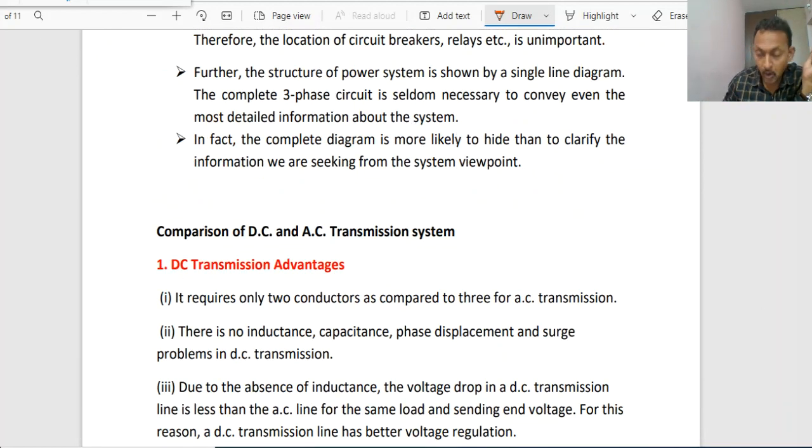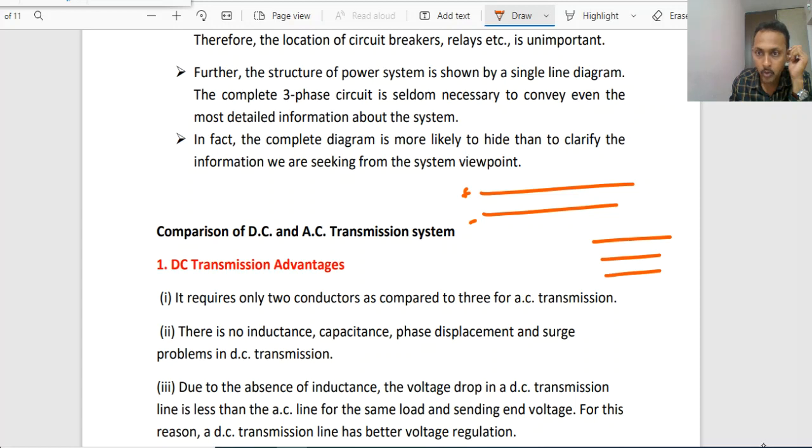Dear students, in order to transmit the same amount of power using DC transmission, we are going to discuss the advantages. If the power is to be transmitted using DC, we are going to have only two conductors, one positive and one negative. Whereas for an AC system, we are going to have three lines R, Y, B to transfer the same amount of power. So DC is going to require only two conductors.